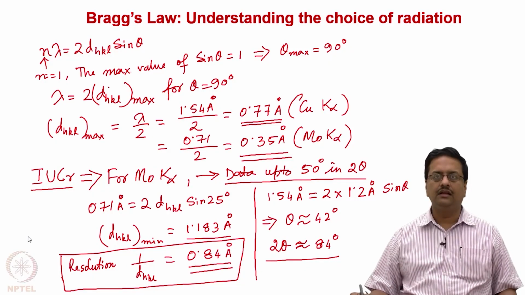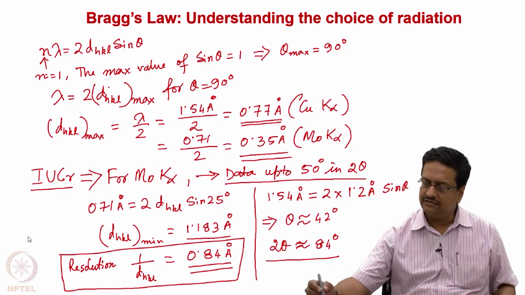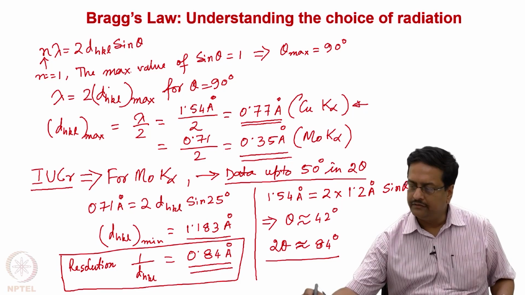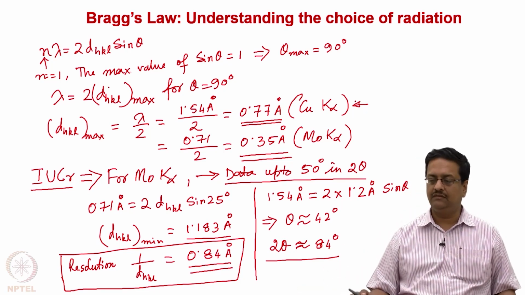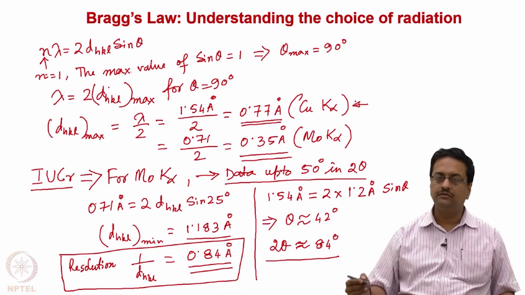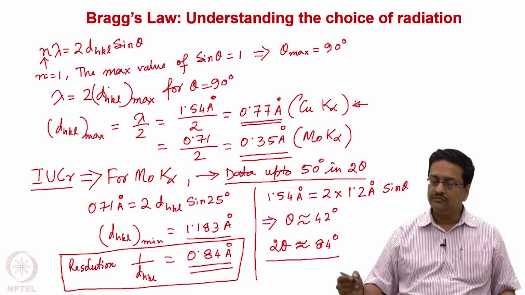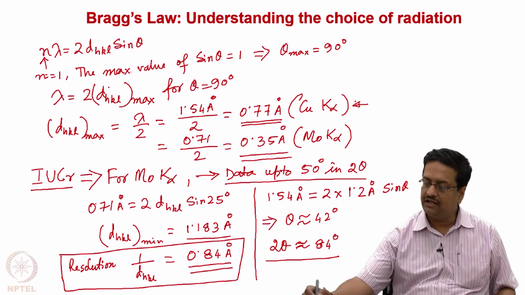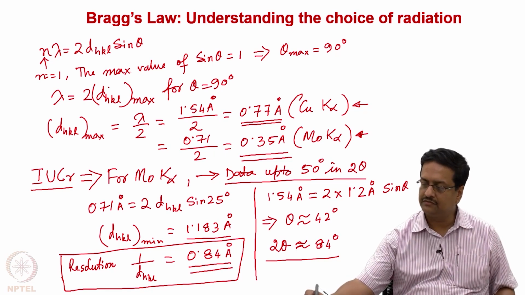Welcome back to the course of chemical crystallography. In the previous lecture, if you remember, we were discussing Bragg's law and its applications, and we were trying to understand the choice of radiations for different purposes. In that, we identified that if you use copper K alpha radiation, you can achieve a maximum resolution of 0.77 angstrom, while if you use molybdenum radiation, you can achieve a very high resolution of 0.35 angstroms.